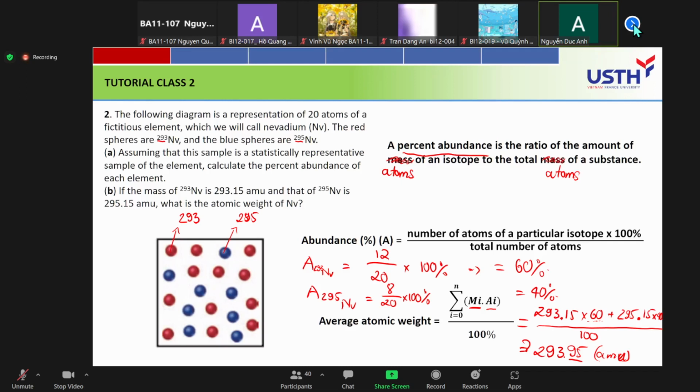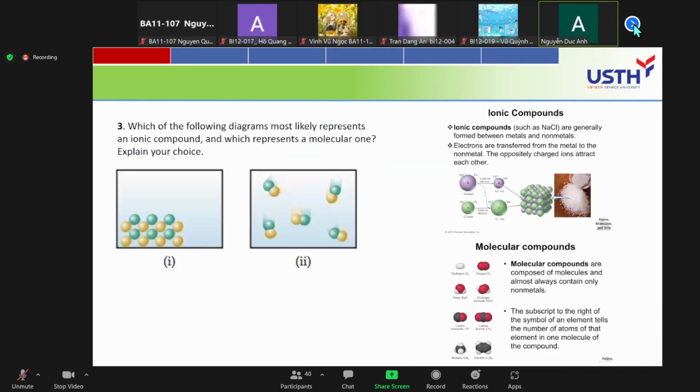Okay. Very simple, right? The exercise is very simple. I could say that.